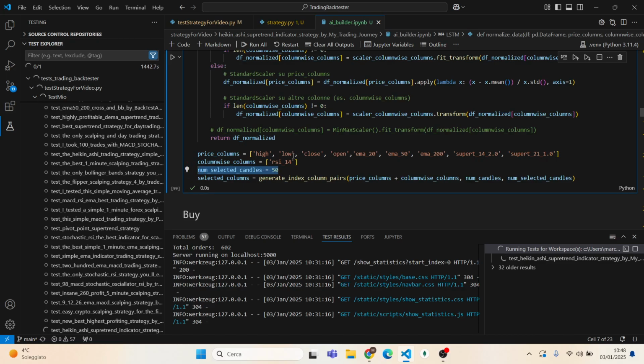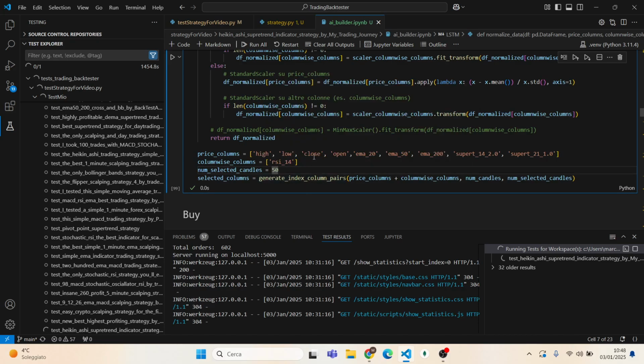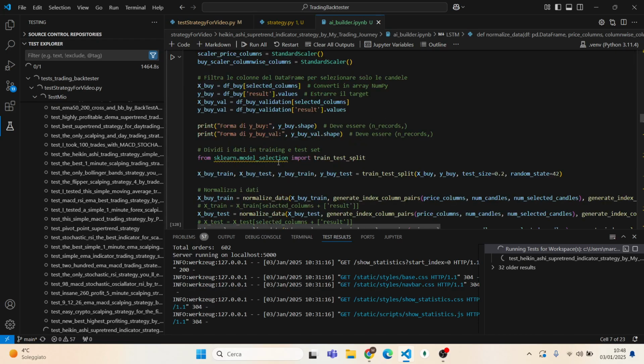Why these numbers? Why these indicators? I'm experimenting because there is not a rule behind which indicators you have to use. It's about you. So I found that by using these indicators we can achieve good results. But now let's see something.